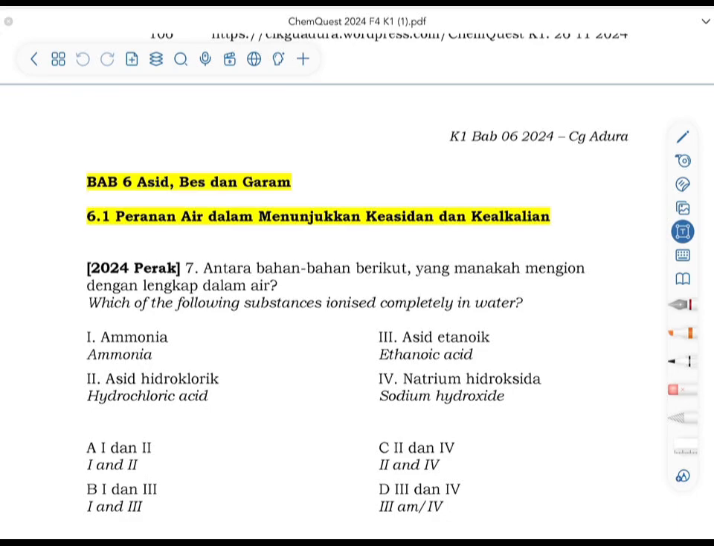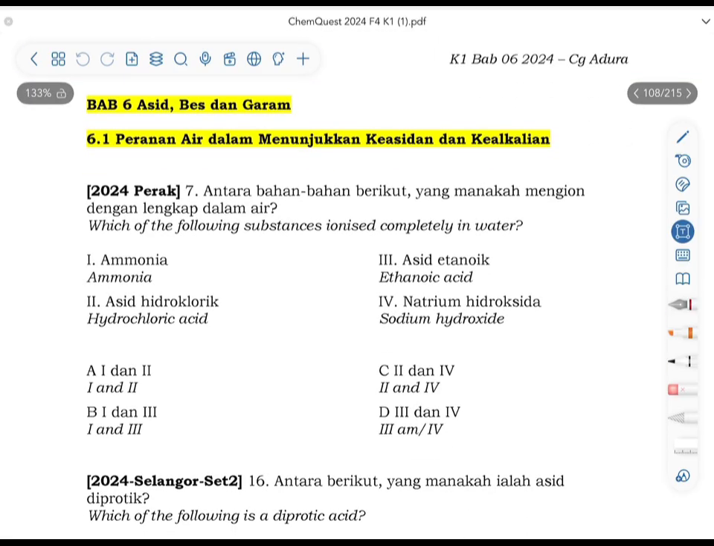In this video I'm going to go through this particular chapter, which is from chapter 6 chemistry, the chapter related to acid, base and salt. So without further ado, let's get started.